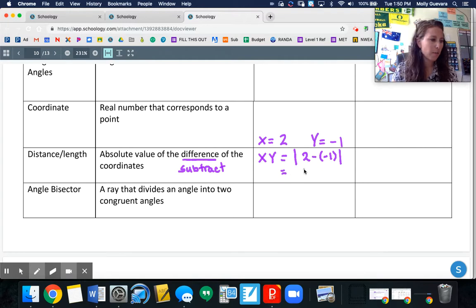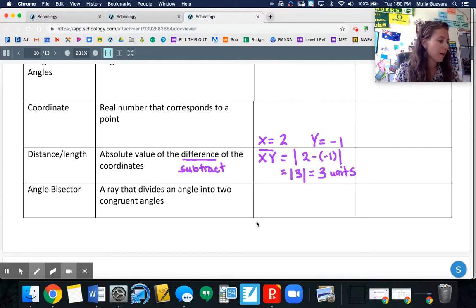Okay, so the double negative here turns to plus, so I have 2 plus 1. So this becomes the absolute value of 3, which is just 3 units. So the distance, right, is the length from one endpoint to the other. And I forgot my little segment, right? So the segment XY has a length of 3 units. So hopefully that makes sense, right? It's just how long a line segment is.